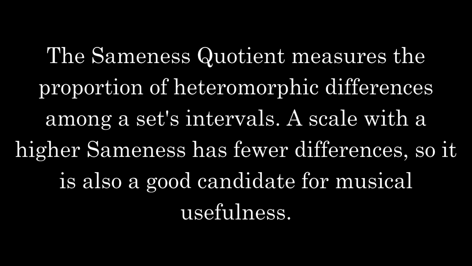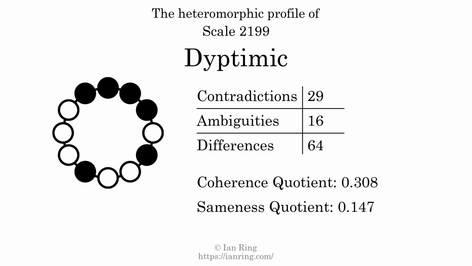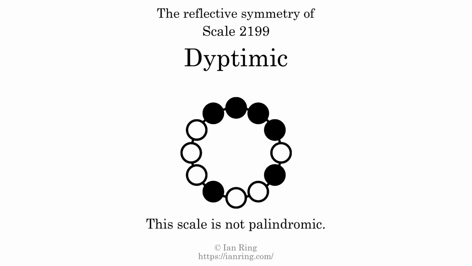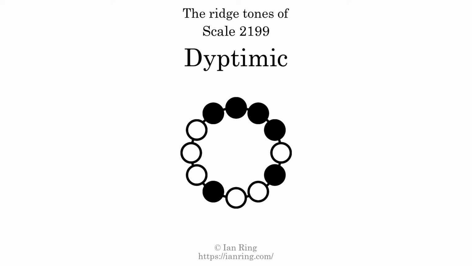The sameness quotient measures the proportion of heteromorphic differences among a set's intervals. A scale with a higher sameness has fewer differences, so it is also a good candidate for musical usefulness. The sameness quotient is 0.147. This scale has no reflective symmetry. This scale has a different pattern of intervals ascending and descending, so it is not palindromic. This scale has no ridge tones.